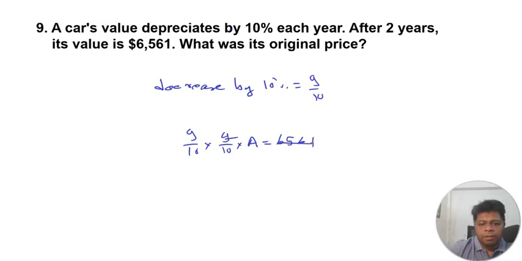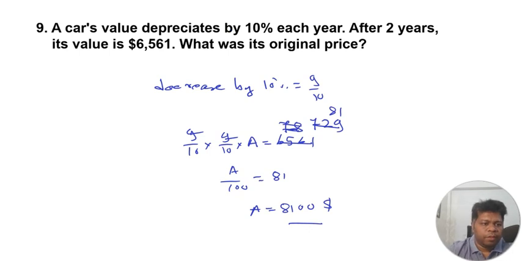Let's divide it by 7, and then 26, 2, then it will be 9. Fine. So let's divide this 81, and then A by 100 equal to 81. So the value of A would become 8100. So this is the original price.